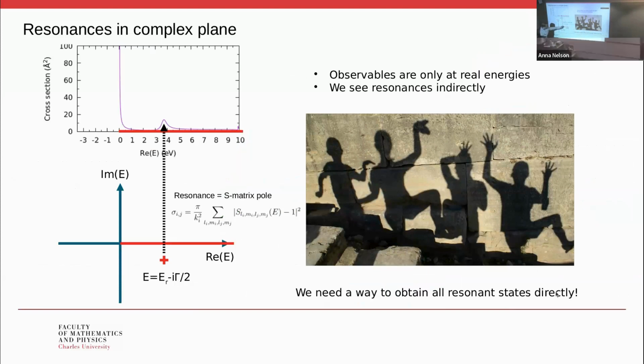And so when we compute the cross-section on the real axis, we kind of just see, I would call it, a shadow on the wall. It's just a reflection of where the resonance is in the complex plane. So if you want to really figure out whether these things are resonances, you need the extra dimension, which is to look into the complex plane.